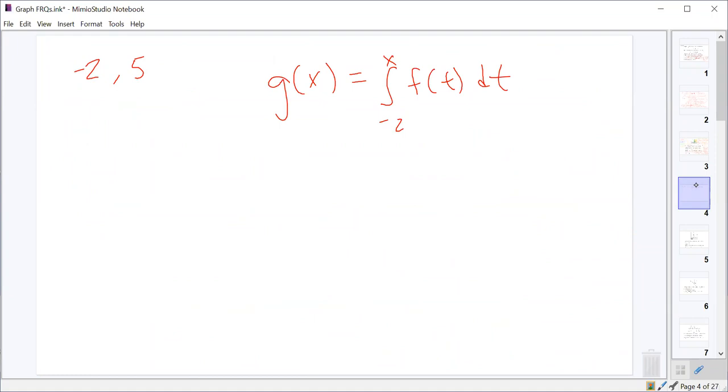Find a critical value by taking the derivative, which should just be f of x, right? The derivative of the integral from a constant to a variable of some function is just that function in terms of that variable. So g prime is f. So we want to know, when does f of x equal 0, or when is f of x undefined?